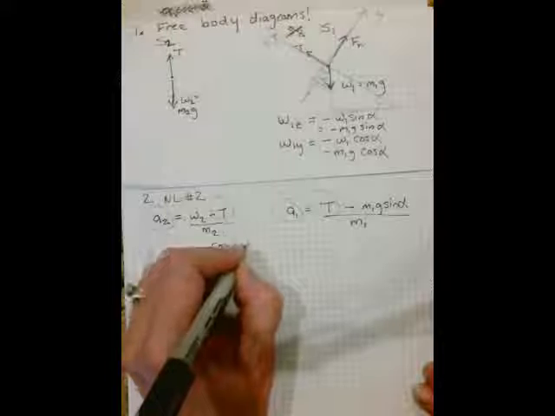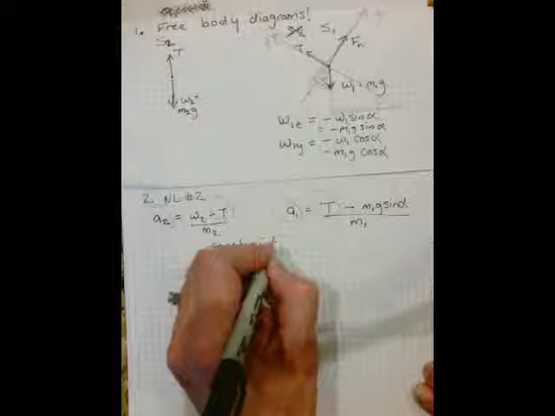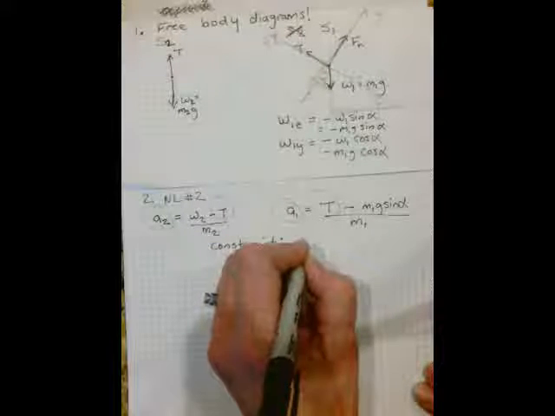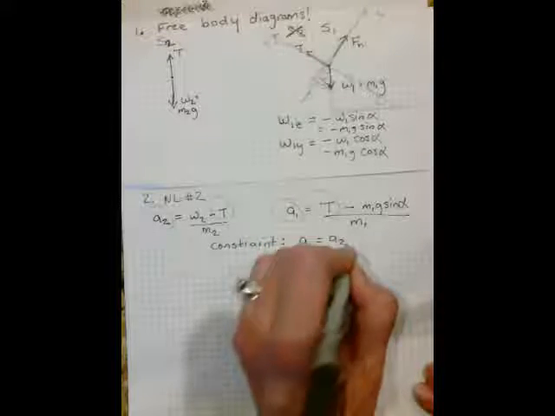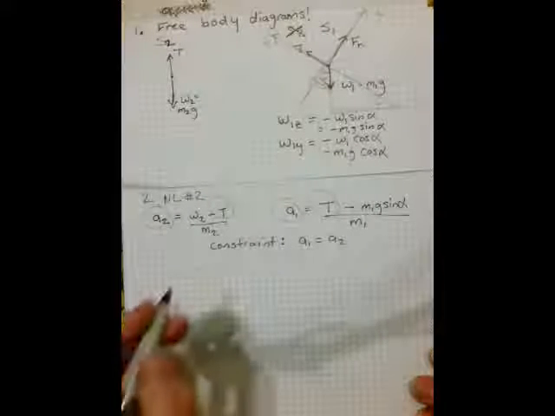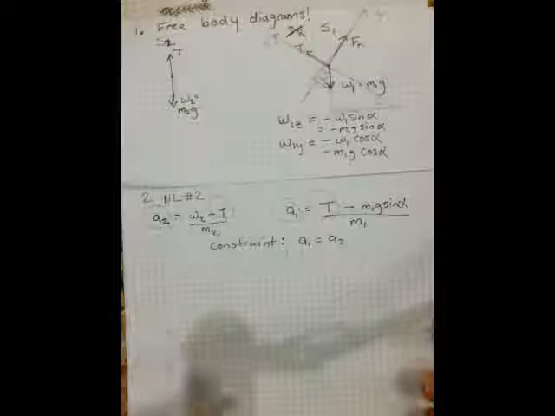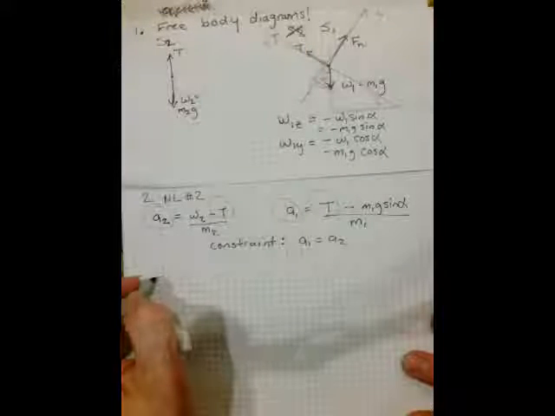We're constraining these two objects to move together. So A1 equals A2 because of that inextensible rope. And T1 equals T2 because of that inextensible rope. So it all sort of falls together, right? So it's up to you as to which to solve first.